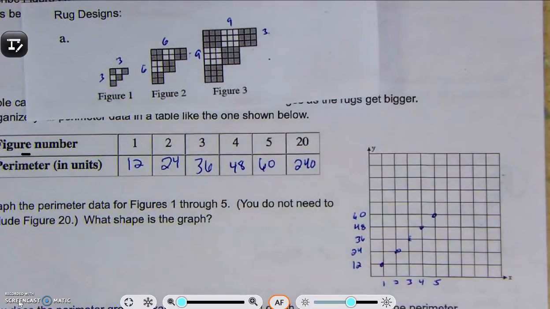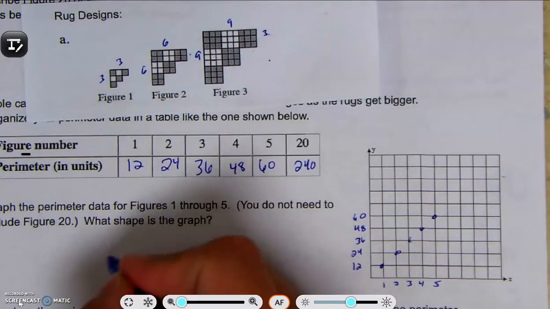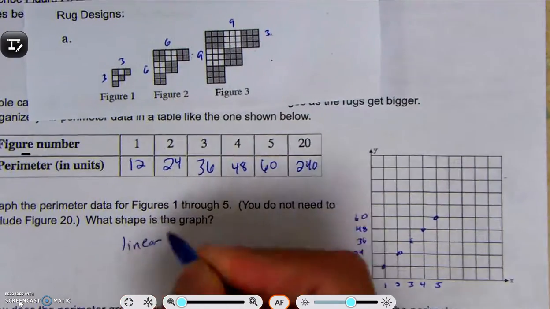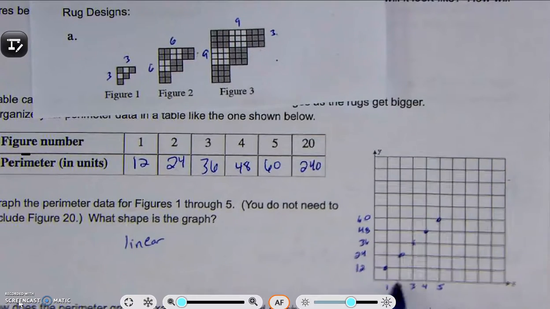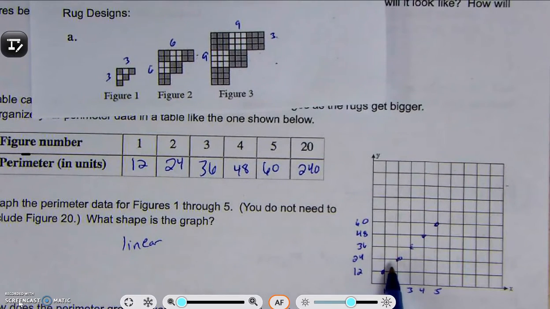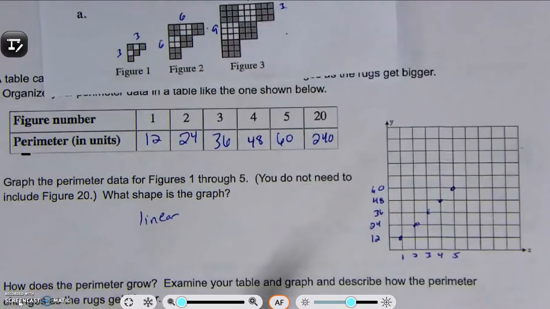So I know we talked about this. It's in the shape of a line, so we can answer that it is linear. But we can't connect that, because if we connect it, that means that we have things that are in between. So we have figure 1.5, but that's not a possibility to make, or figure 2 and a third, but that's also not a possibility to make.